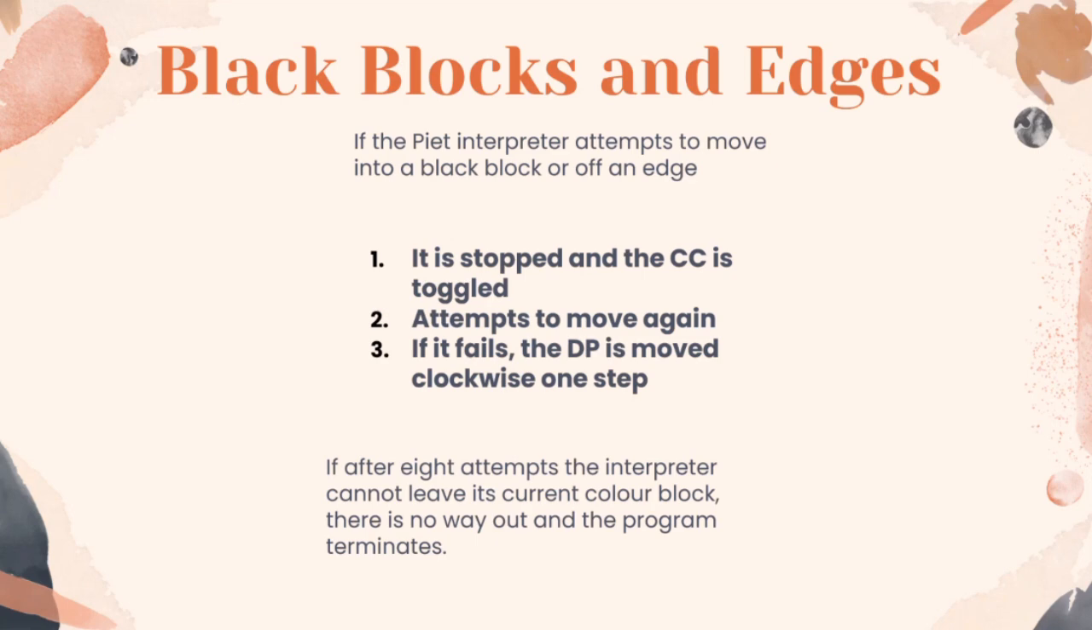Black blocks and edges. When the Piet interpreter attempts to move into a black block or off an edge, three main things happen. First of all, it will stop and the CC pointer will be toggled. So either it will change from left to right or right to left. It will then attempt to move again. If it still fails, then the DP is moved clockwise. So if the direction pointer was initially right, it will go to down. And these three steps will cycle. If after 8 attempts the interpreter cannot leave its current color block, then the program will terminate.